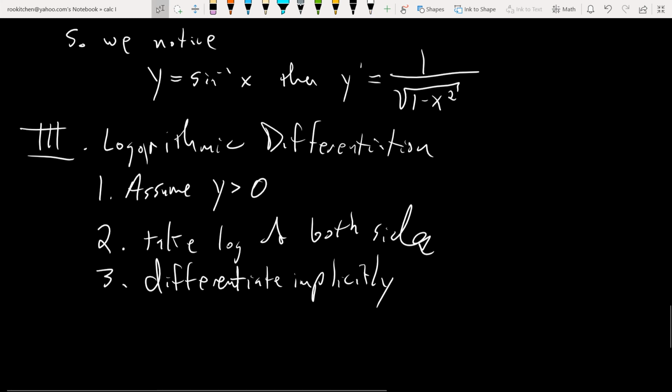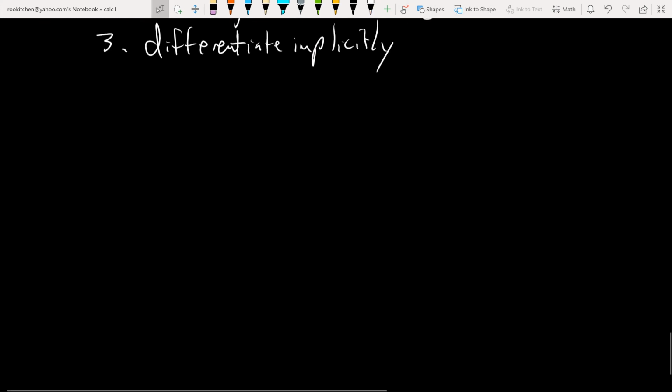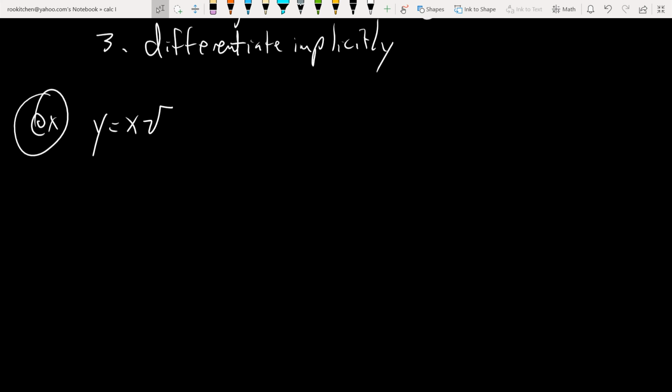Okay, so let's take a look at an example, and we'll leave it at that. This is some sort of example from the book. y equals x times the square root of x squared plus 1. So this would be kind of annoying to do the old-fashioned way. So we're going to give you another method.